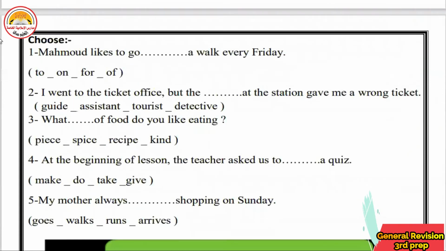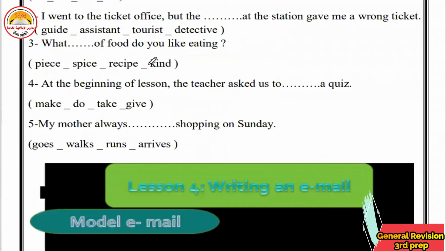Let's turn to choose. Can you have a look at this exercise? Number 1, choose. Mahmoud likes to go blank a walk every Friday. We have an important preposition. Go blank a walk. We use to, on, for, off. Marwan. For. Go for a walk. Very good. Yes. Go for a walk every Friday. This is an important expression. Okay, thank you. Number 2.